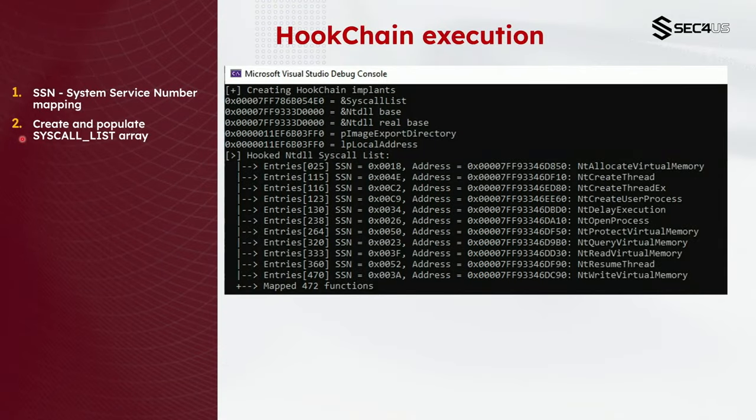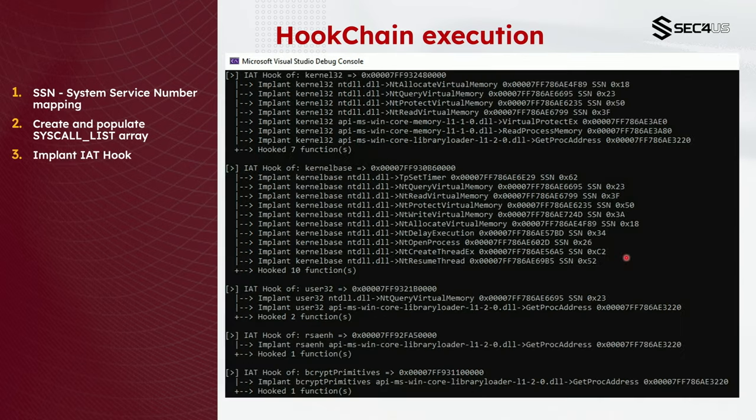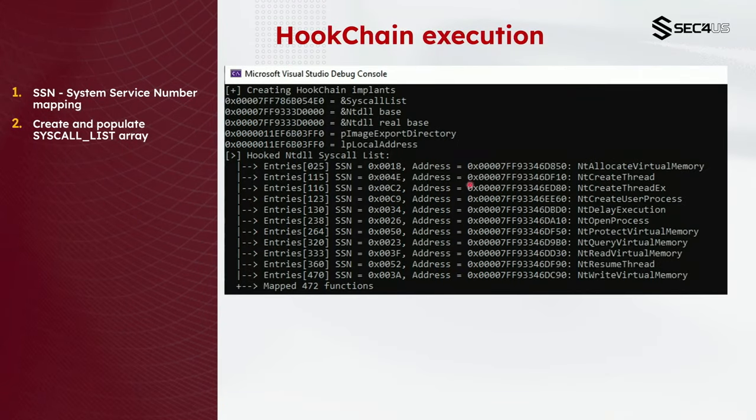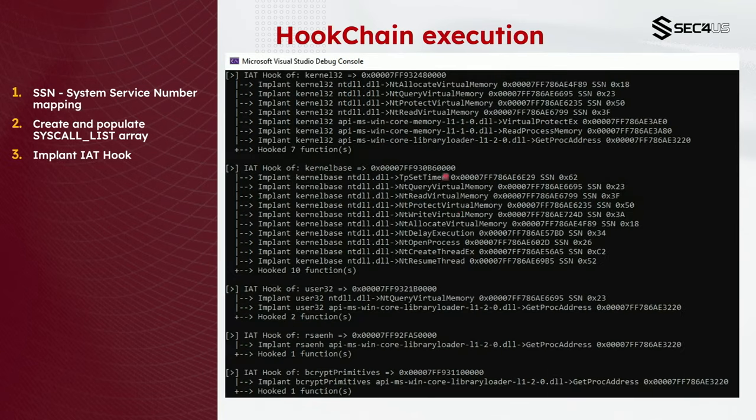Looking in detail, the first step is mapping everything that we need. In this operating system, we have 472 Ntdll functions that we can map, and these functions are hooked, or I need them as critical functions. After that, I create this table, which is shown here. And after that, I do the import address table hooking. So I can see here the output of these hookings in kernel32, kernelbase, user32, and so on.